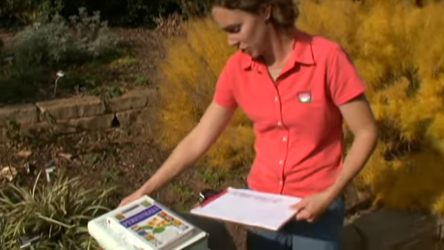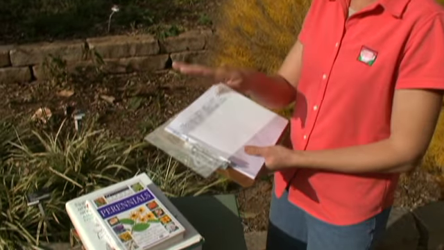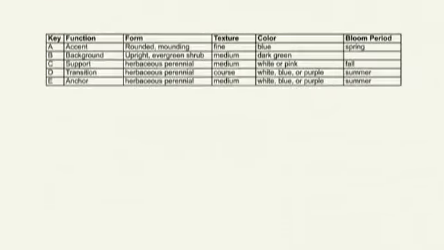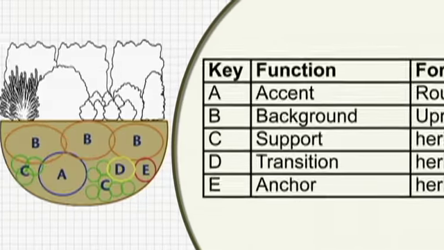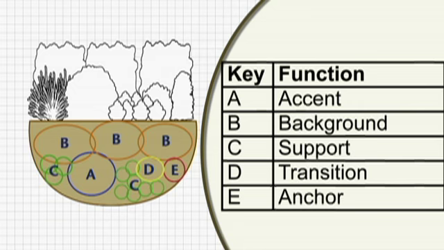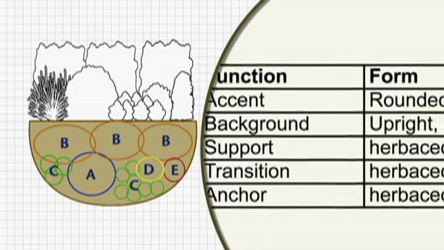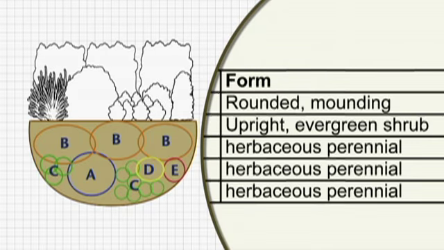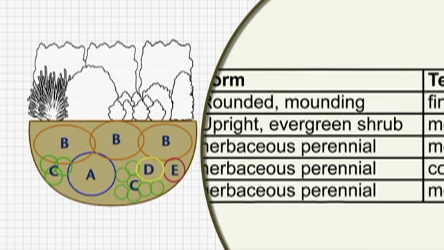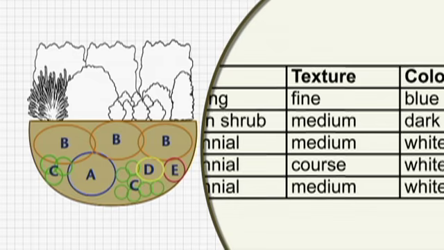Another way is to create a chart, and you want to work from the general and move to the more specific. So we're going to start our chart by listing all the functional groups that are in our planting, and then what form we want those functional groups. My accent's going to have that rounded form of the Amsonia, and then we can move into texture.